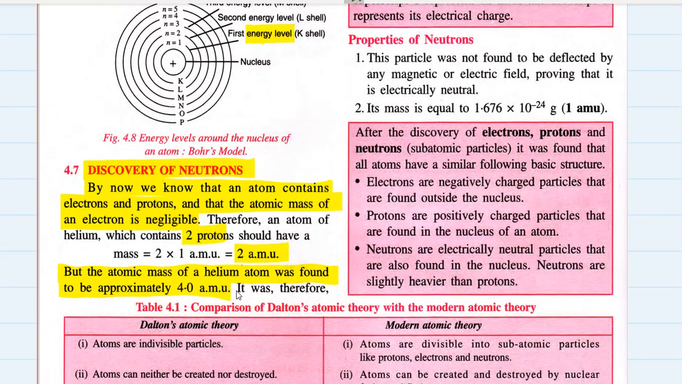Carbon was thought to have a mass of 6 atomic mass units because it contained 6 protons. But when calculations were made, when research and experiments were conducted, carbon was found to have a mass of 12 AMU, which was double the mass it was thought to have. So what was wrong? What was the problem?